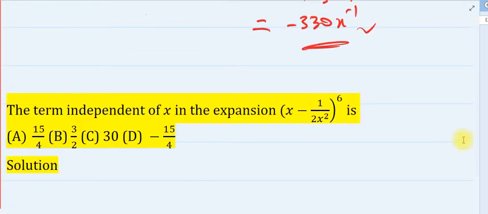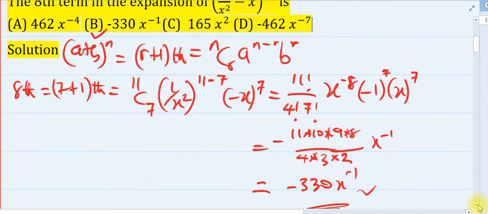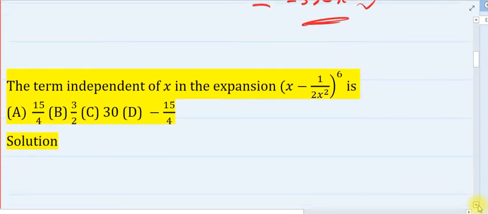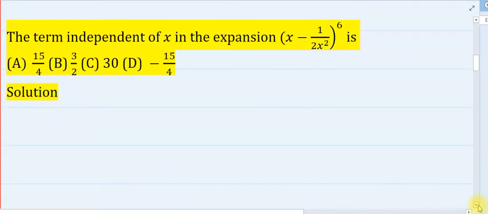The next question, we are asked for the term independent of x in the expansion. Independent of x means that's the constant term. And constant term means x raised to power 0. That's it. It's a constant.